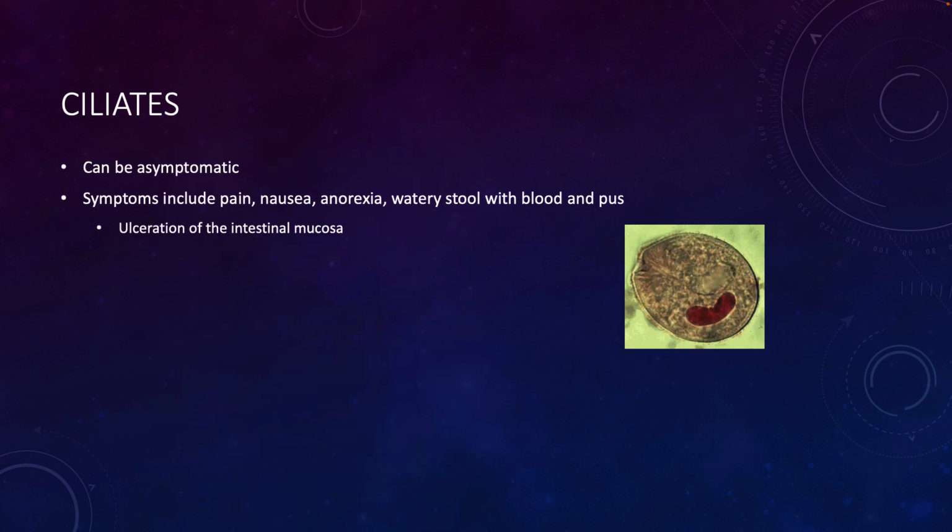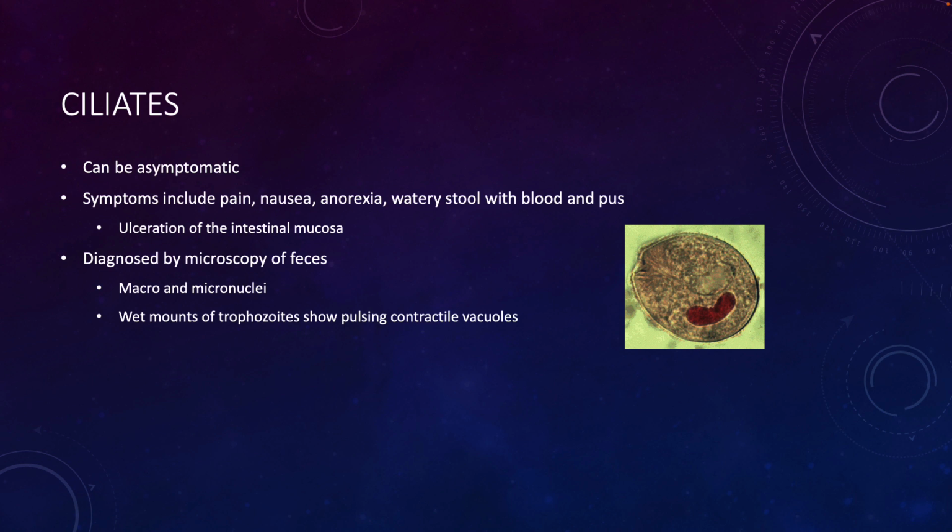Patients can be asymptomatic, but patients who do experience symptoms, those symptoms would include pain, nausea, loss of appetite, watery stool, with the presence of blood and pus. It can cause ulceration of the intestinal mucosa, which can allow the blood and sometimes immune cells to be in there as well.